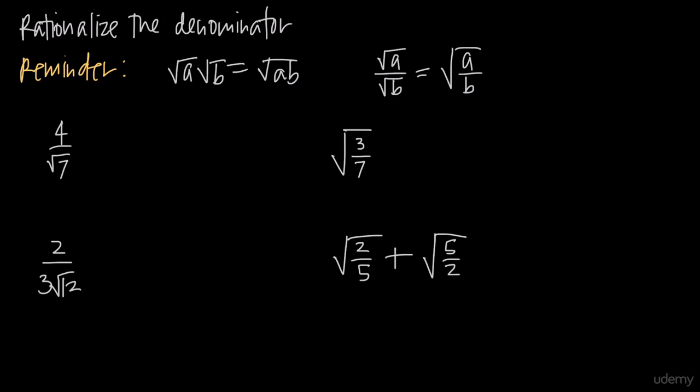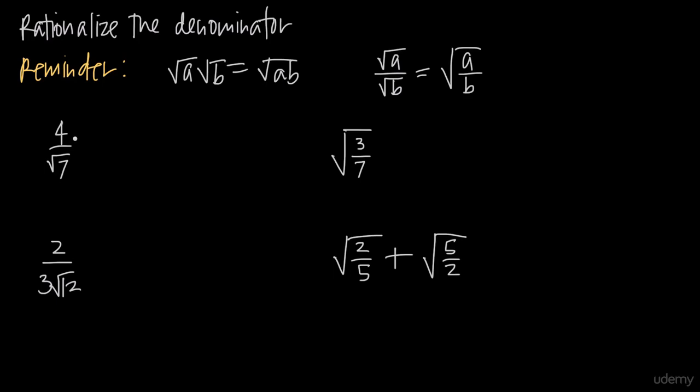In this video, we're going to be talking about how to rationalize the denominator. What we need to know is that square roots are not rational numbers, so when we say rationalize something, we mean get rid of the square roots. And so when we say rationalize the denominator, we mean get the square roots out of the denominator.